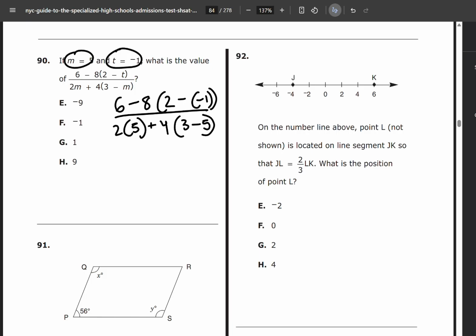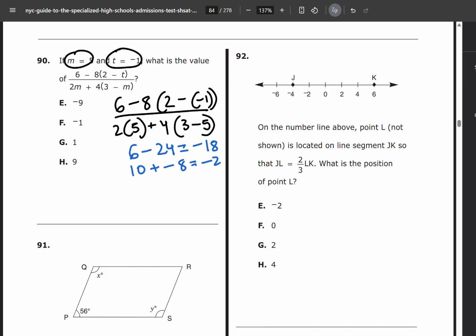Okay, so 6 minus 8, okay, so we have a lot here. So first let's work inside out. So 2 minus -1 is the same as 2 plus 1, which is 3. 3 times -8 is -24. 6 minus, oh, that's a very sloppy 6. 6 minus 24 is equal to -18. And then we have 2 times 5, which is 10, plus 4 times -2 is -8. That is equal to -2.